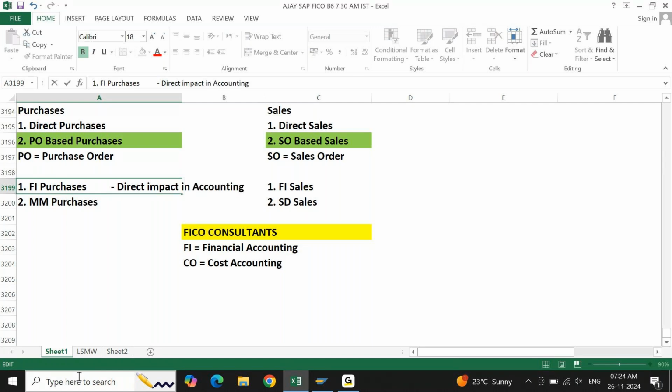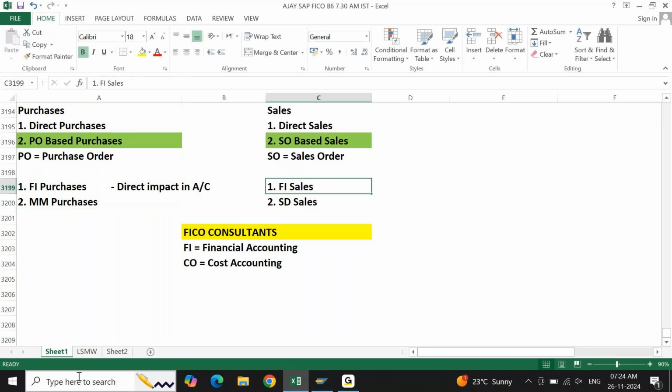Direct impact in accounting. This is also direct impact in accounting. Are these two lines clear? FI purchases, direct impact in accounting. FI sale is also direct impact in accounting.